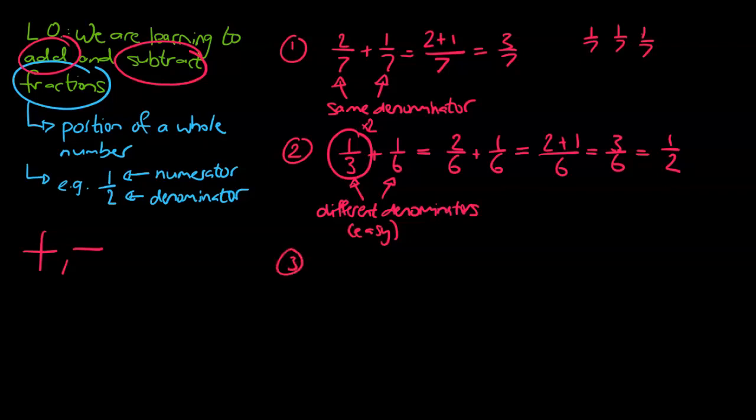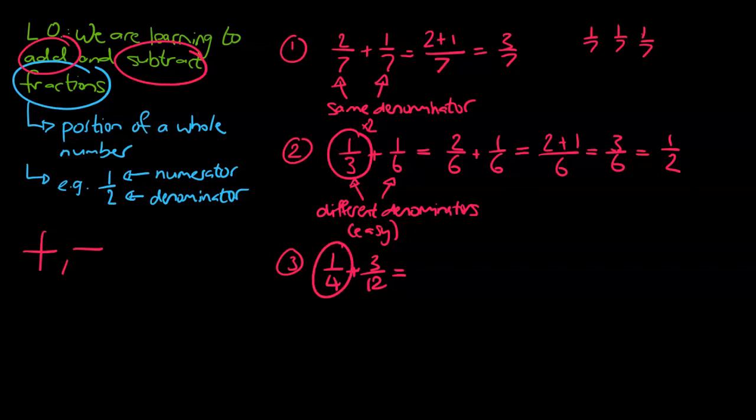So number 3, let's say we've got 1/4 plus 3/12. What you could do is you could simplify this fraction. Those both become 1/4 as well. So it'll be 1/4 plus 1/4.